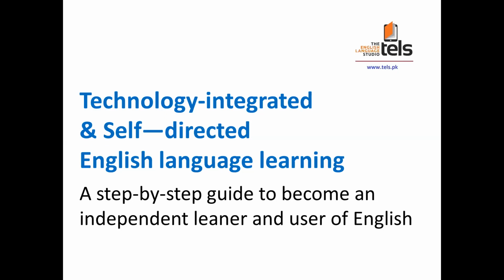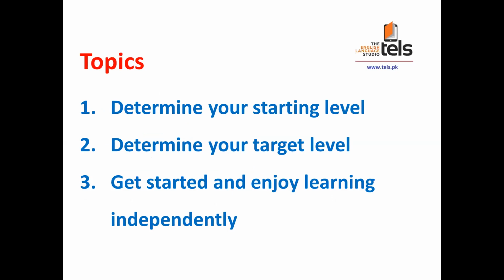So let's get started. First of all, let me show you that I'm going to cover three important topics in this video. First, I'll let you determine your starting level. There should be a systematic way to determine what your starting level is. Then you will be able to determine your target level. I will show you how you can do it. Obviously, you know what your target level is, but I will show you how you can do it without anybody's help, independently. And once you've done this, you will be able to start and you will enjoy learning independently. So it's a three-step procedure. Once again, you will determine your starting level, then you will determine your target level, and then you will get started.